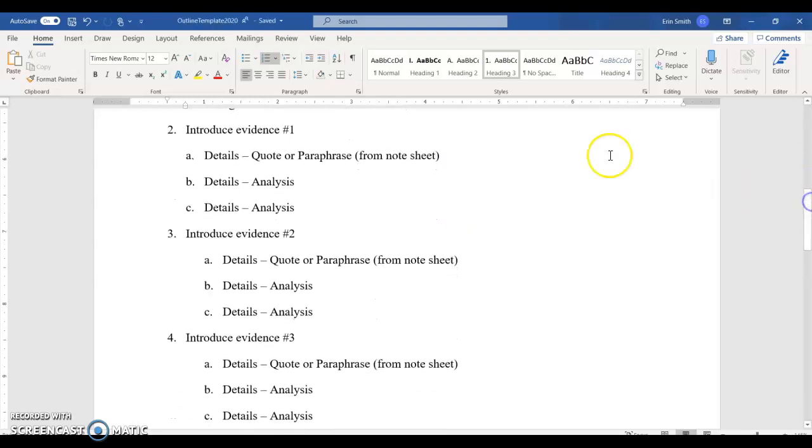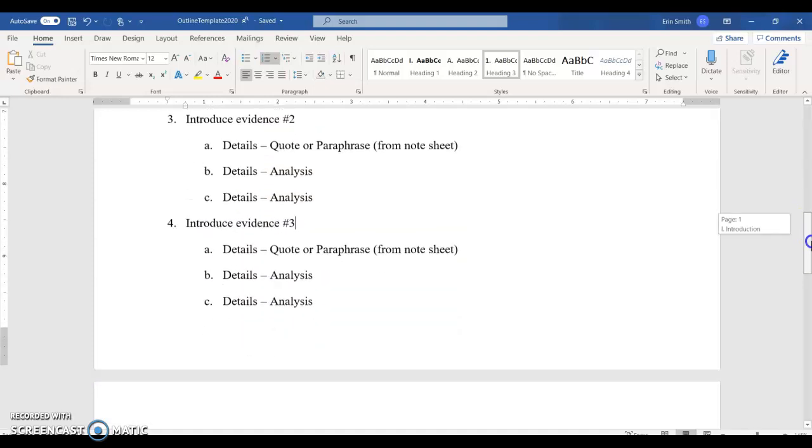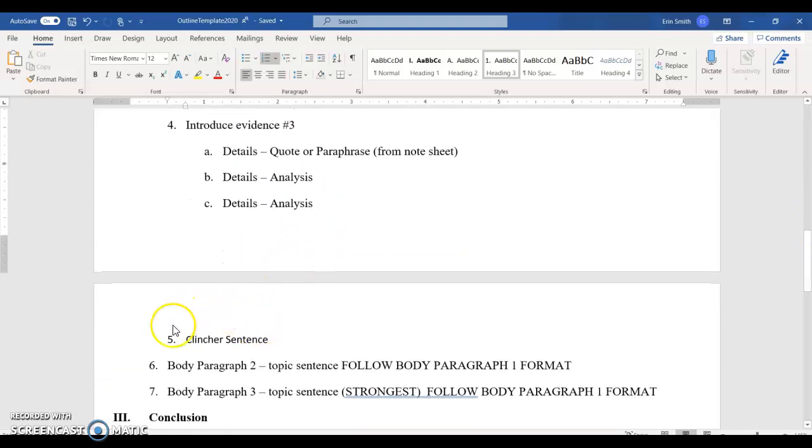So then you introduce your evidence, the I of TICA. You have your quote or paraphrase. You need to have a combo. These are from your note sheet. Then your analysis of that. Transition to your next evidence and your third. Ending with, of course, your clincher for the paragraph, pulling all the ideas together for that one paragraph. Then your body paragraph 2 and 3 follow the exact same format.